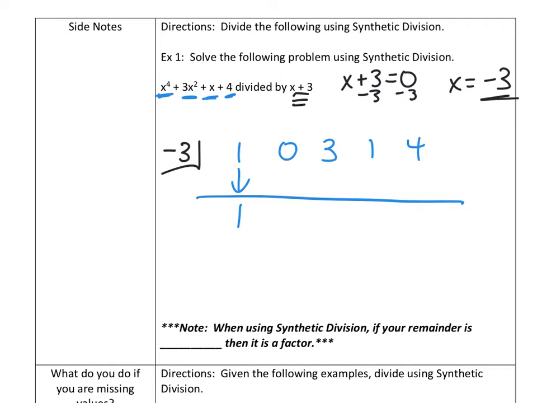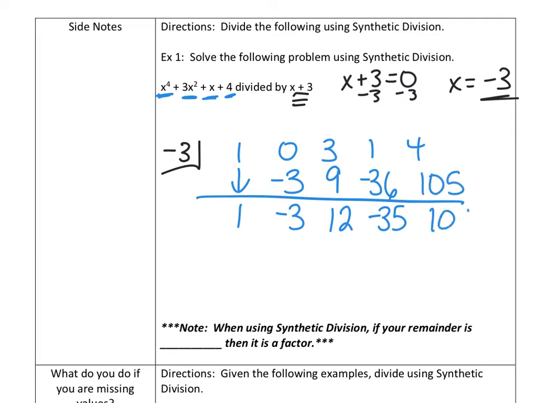1 times the ledge, 1 times negative 3 is negative 3. Now I add these two numbers together. Negative 3 times negative 3 is a positive 9. Add these two numbers together. 12 times negative 3 is a negative 36. Add these two numbers together. And negative 35 times negative 3 is a positive 105. Wow. So I end up with 109.